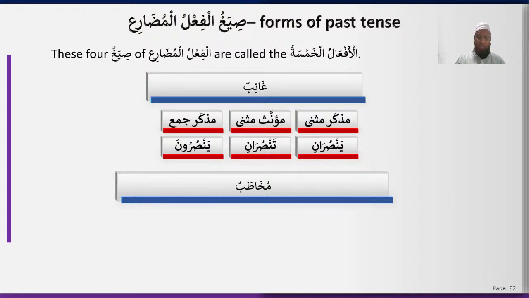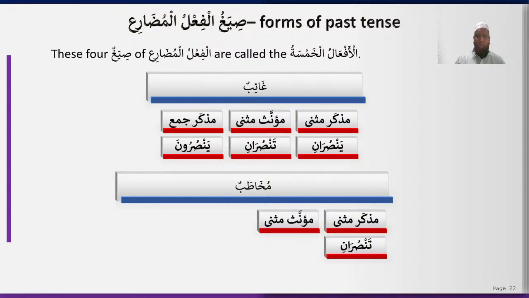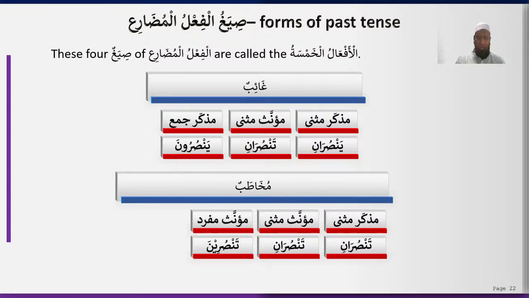From the mukhatab sigas, we have muthanna mudhakkar تنصران, we have muannas muthanna again تنصران, then we have muannas mufrad تنصرين, then we have jama mudhakkar تنصرون. So let's look at the different shapes.